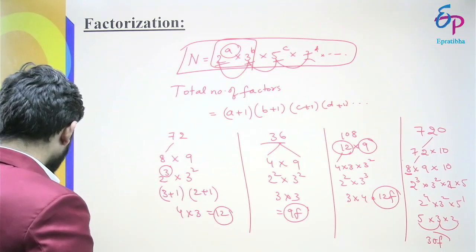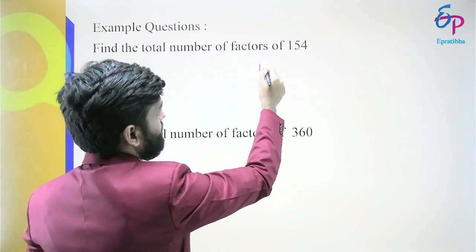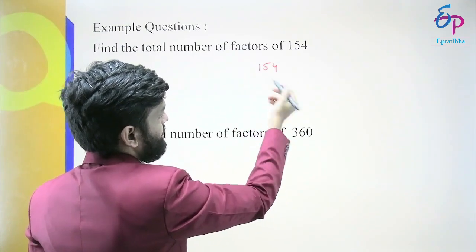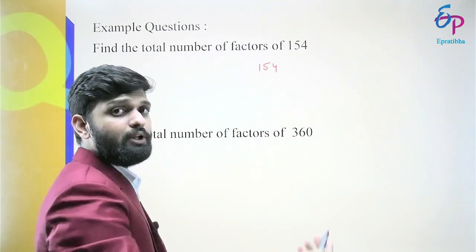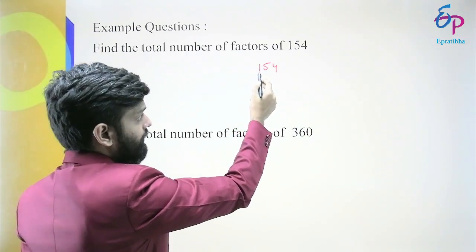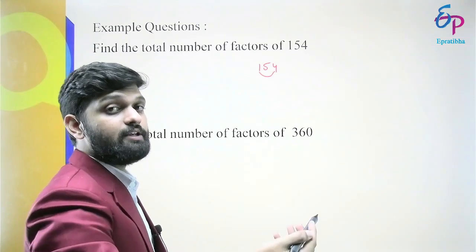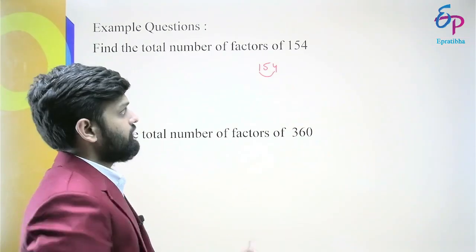Now moving on, let's solve some more questions. What is 154 can be written as? 154 is a multiple of 11, right? What does the divisibility rule of 11 say? It says if you take the alternating sum, the sum of odd places minus the sum of even places, it should be 0 or 11. So what is 1 plus 4?